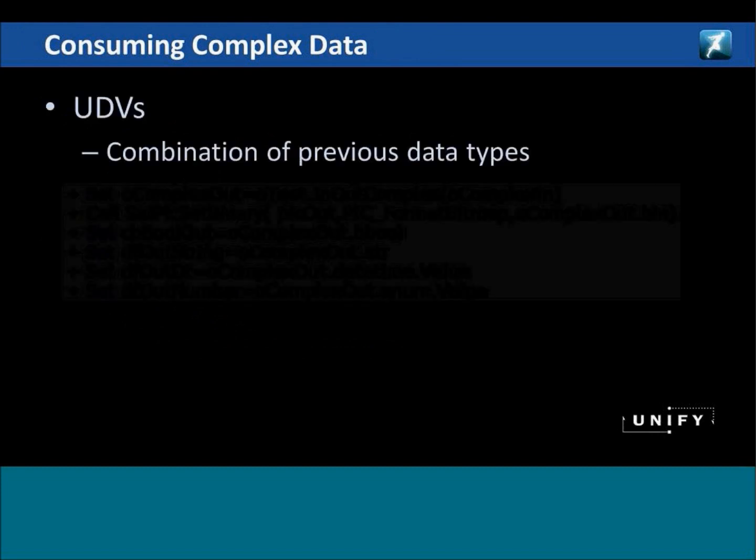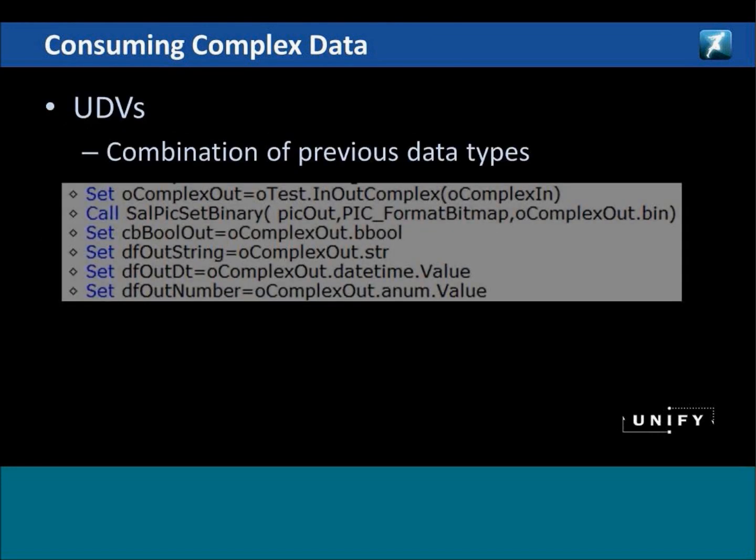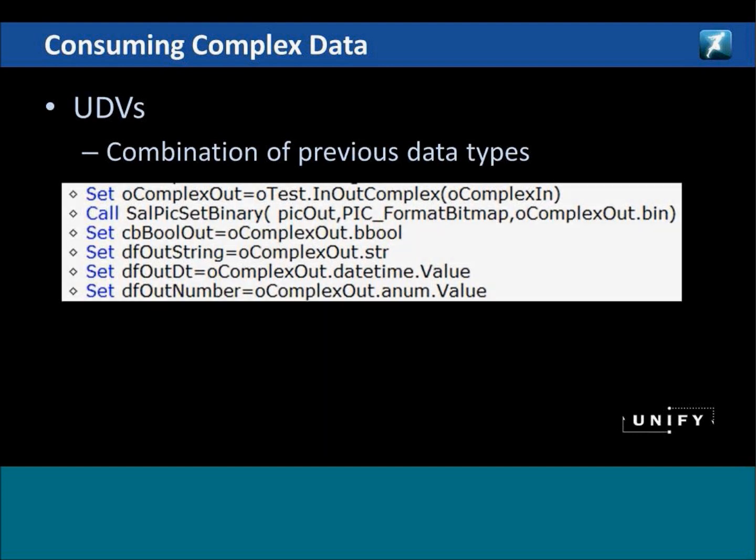You can also consume complex data. It's basically a combination of previous data types, and you have seen that in the sample that I have created, where the web service provider is a UDV that consists of a number and two strings. And you can create combinations of any data types, UDVs of any data types, and you can also create arrays of UDVs and send those around from a web service provider to a web service client.